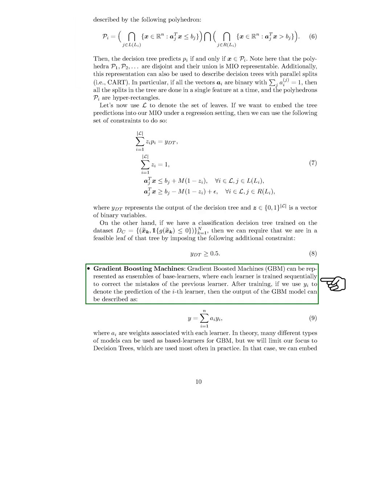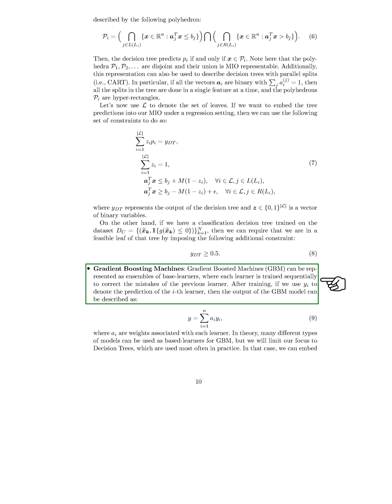3. Gradient boosting machines, GBMs. These models can be represented as ensembles of base learners, where each learner is trained sequentially to correct the mistakes of the previous learner. We focus on decision trees as base learners, which are used most often in practice.